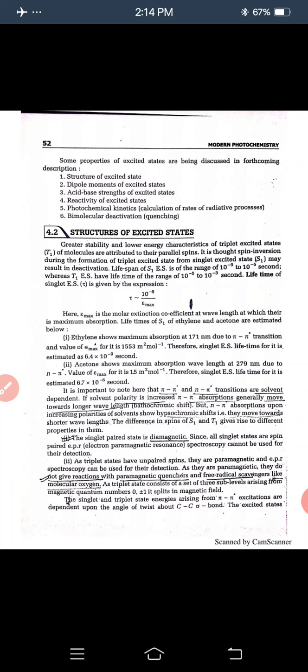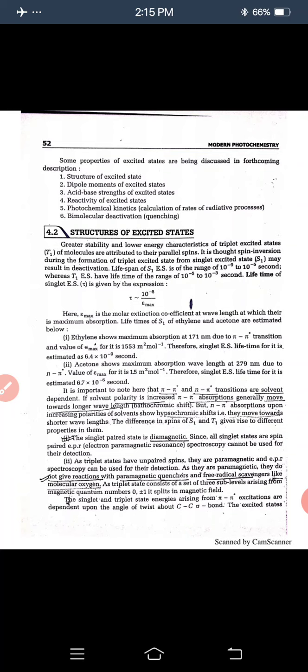The lifetime of the singlet excited state, tau, is given by the expression tau equals 10 to the power minus 5 upon epsilon max. Here epsilon max is the molar extinction coefficient at the wavelength at which there is maximum absorption. Lifetimes of S1 of ethylene and acetone are estimated below.